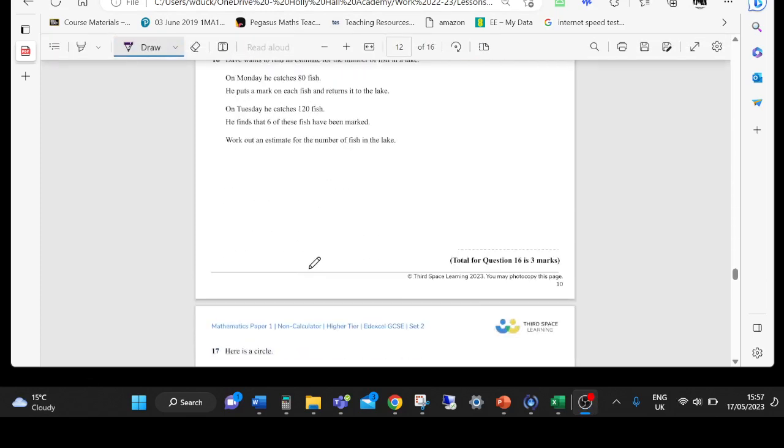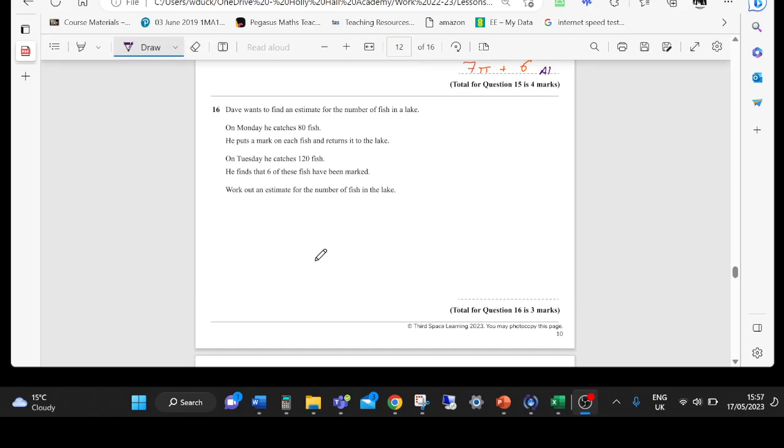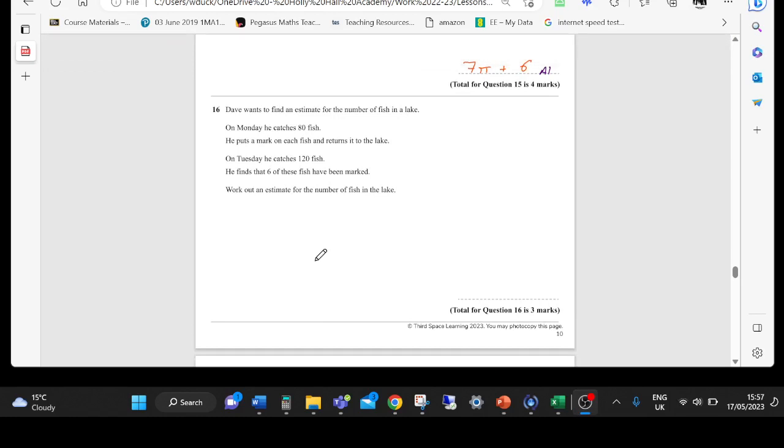Right, question 16. So David wants to find an estimate for the number of fish. So capture, recapture. I've done this recently with my year 11s because I think it will be on one of the papers. On Monday he catches 80 fish. He puts a mark on the fish and returns them to the lake.